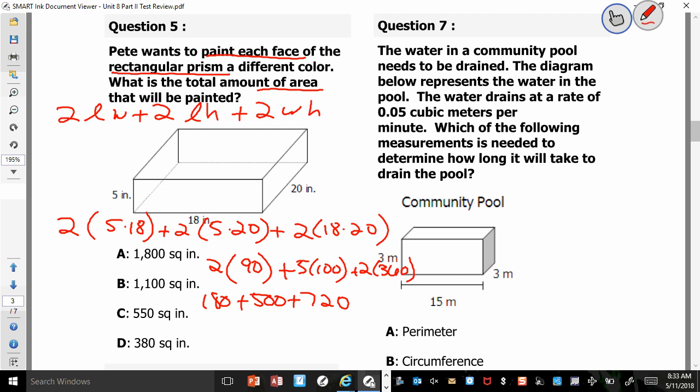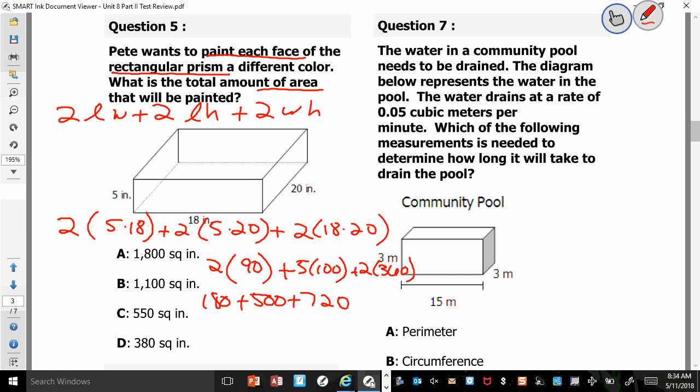All right, let's see what we did wrong. Let's check our math. So we got 2 times length times width, so 5 times 18. Let's make sure we've done them both. 5 times 20 and 18 times 20. So what's in your calculator? 5 times 18. 90. Then 5 times 20. 100.